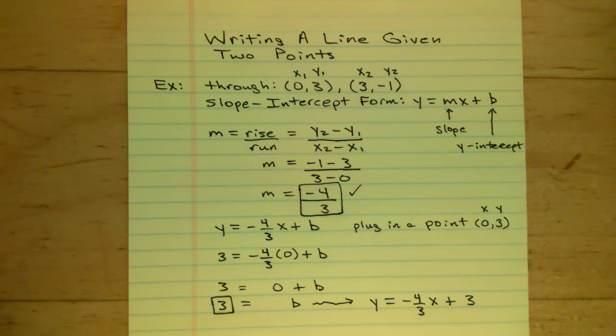You need to find the slope and you need to find the y-intercept, and then write it as y equals mx plus b. So that's how you write a line given 2 points. You can use those 2 points to find the slope, and then you can plug in one of the points, doesn't matter which, to figure out what your y-intercept is going to be. So I hope that helps.